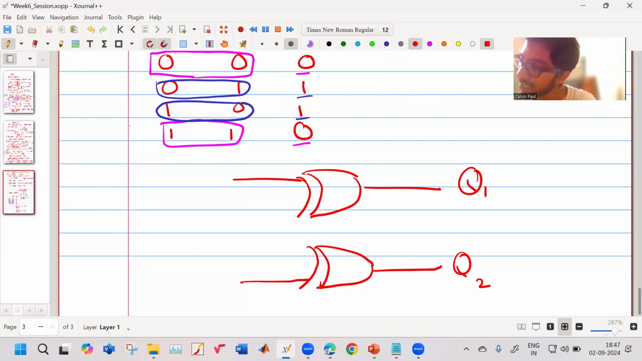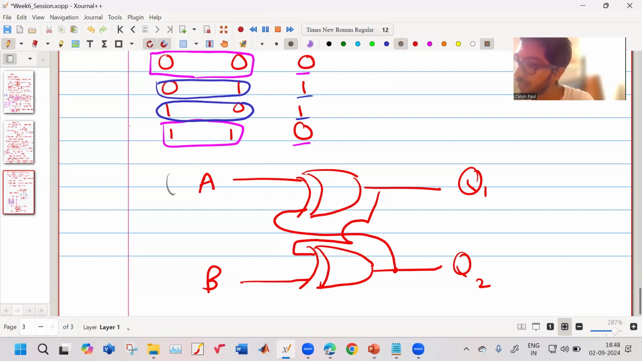Now I will take the output of Q2 and feed it back to the other XOR gate. I will take the output of the first XOR gate and feed it as the input to this second XOR gate. Let us say this is A and this is B. Suppose I put 1 at A and 0 at B. Then what will be Q1 and Q2?